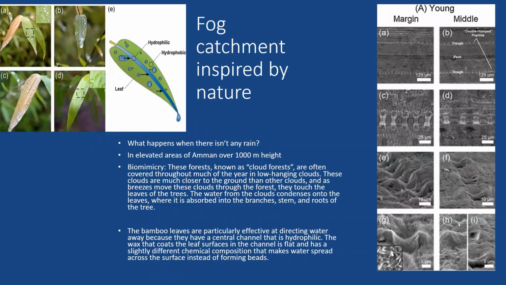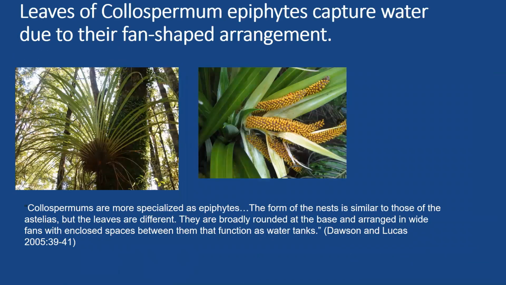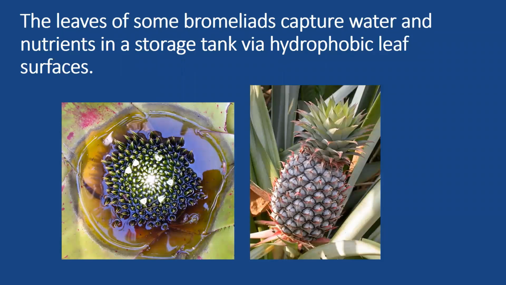Now, if there is no rain, we could apply fog catchment systems, which could be inspired by nature. This shape shows hydrophilic, hydrophobic, and super hydrophobic combinations, where they can also take the geometry that nature takes, and by this they could be collected in tanks. And this is the fan shape as well. So if we mimic these shapes and geometries, we basically can collect more water.